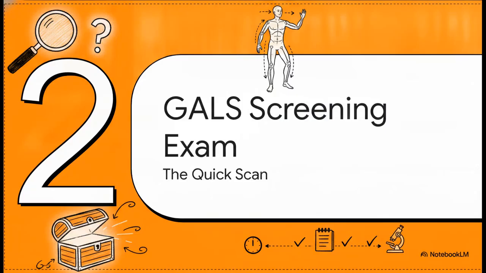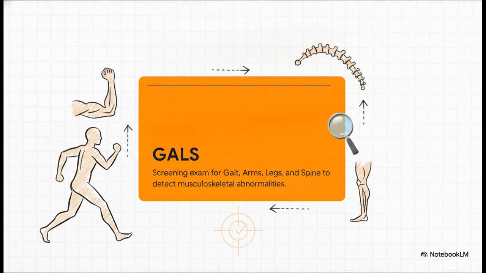All right, Section 2. The GALS screening exam, our quick scan. Now that we have our historical clues, it's time to step into the physical examination lab. We kick things off with GALS. That stands for gait, arms, legs, and spine.